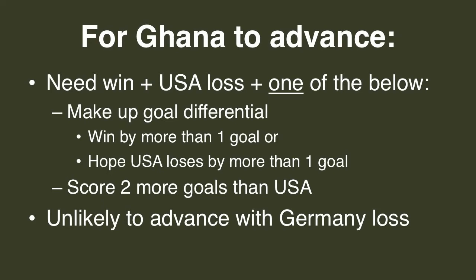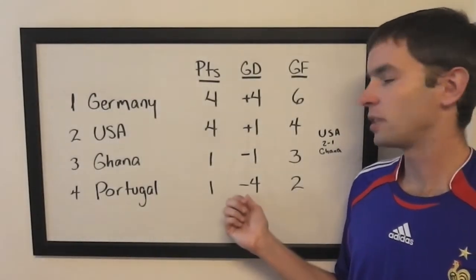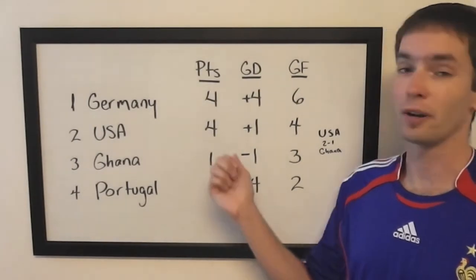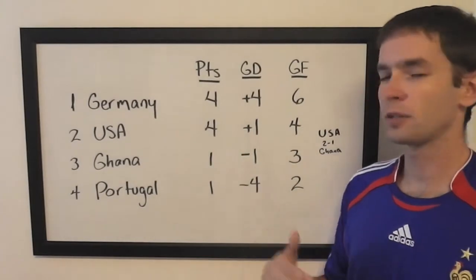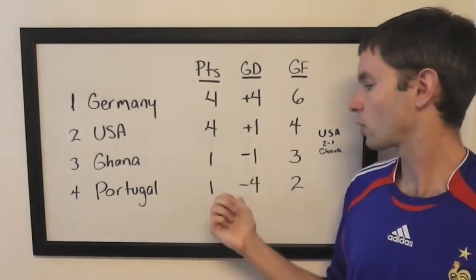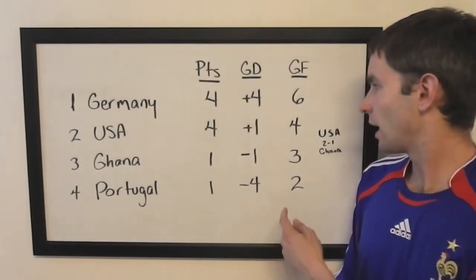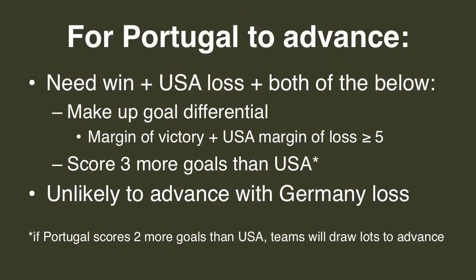Portugal, on the other hand, is going to need to come out strong. They need to win, and they need to make up this huge deficit that they have. They lost to Germany by 4 goals. That's really crushing for their chances. If the USA loses by 1 goal, their goal differential will be down to 0. And Portugal will need to win by 4 goals and also make up this goals for difference, which they probably would in that case. So Portugal's going to come out very strong.